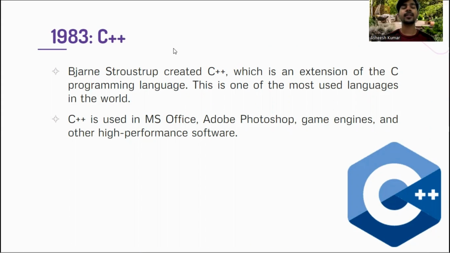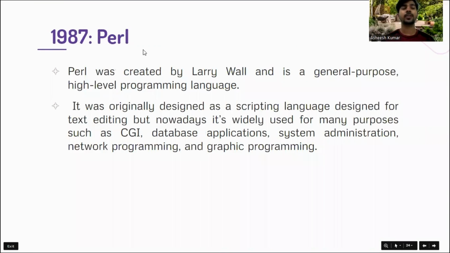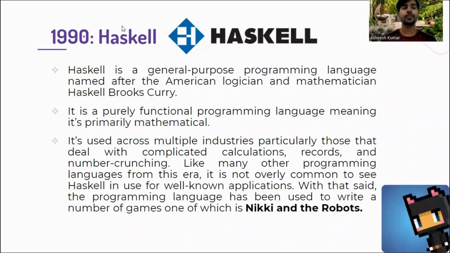After C++, the next one is Perl. In 1987, Perl was introduced. It was created by Larry Wall, and this is a general-purpose high-level programming language. It was originally designed as a scripting language for text editing, but nowadays it's widely used for many purposes such as CGI, database applications, system administration, network programming, and graphical programming. After Perl, the next language is Haskell.